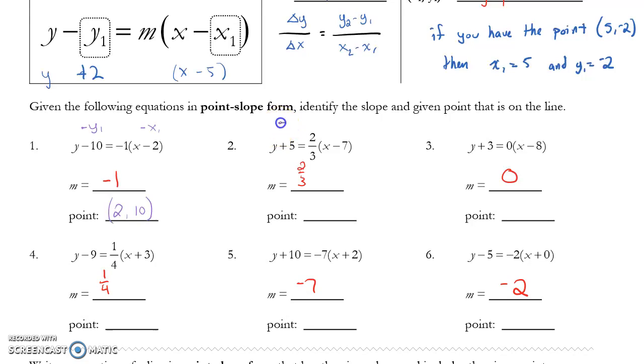Again, looking at the formula here for number 2, y minus y1, but I have plus 5. So that must mean I have minus -5, which means my y coordinate is -5, not positive 5. It's the opposite. And then the same idea here. This becomes x minus x1. Since that is a subtraction problem, my x1 is 7. Go ahead and pause the video again and try to fill out the ordered pair or the point given for numbers 3, 4, 5, and 6.